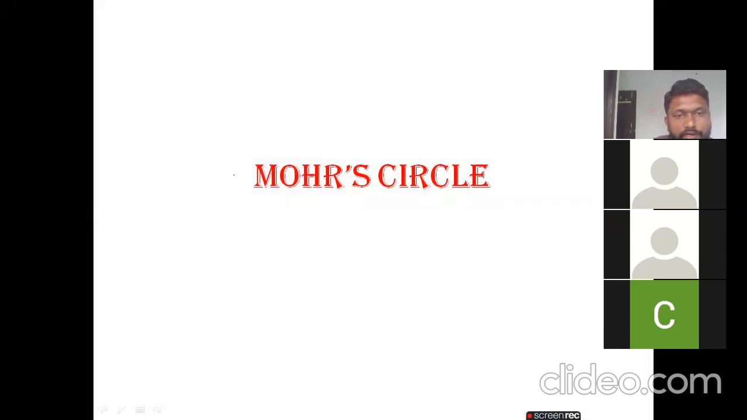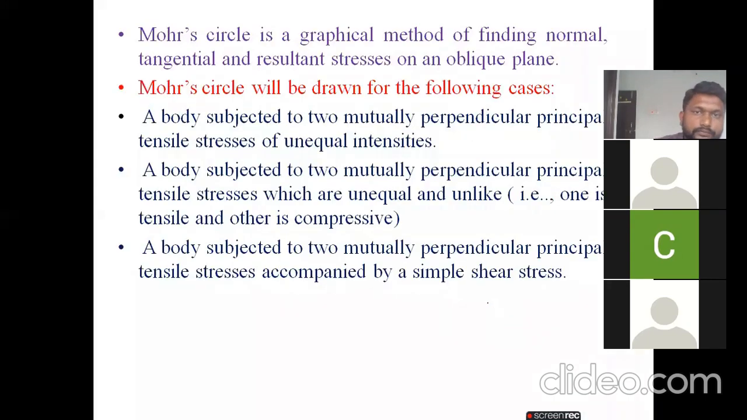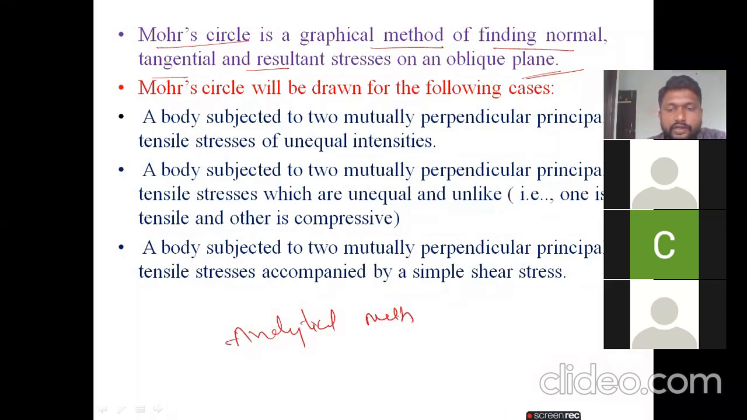Today in class, we are going to discuss the Mohr circle method. This is the most important method, and it is a graphical method. The Mohr circle is a graphical method for finding the normal, tangential and resultant stresses on the oblique plane. Previously we discussed the analytical methods. Now we are going to discuss the graphical method.